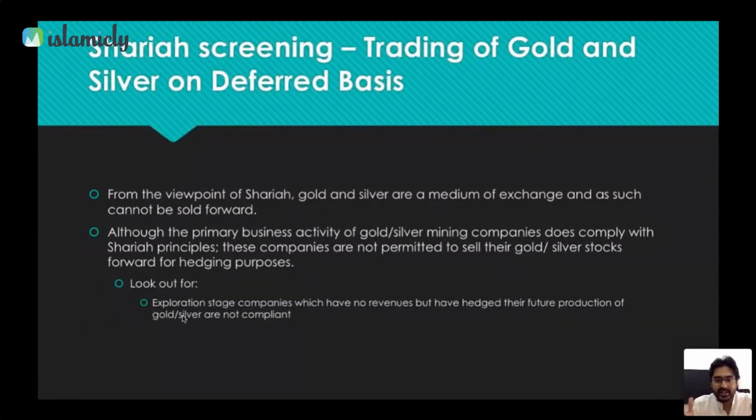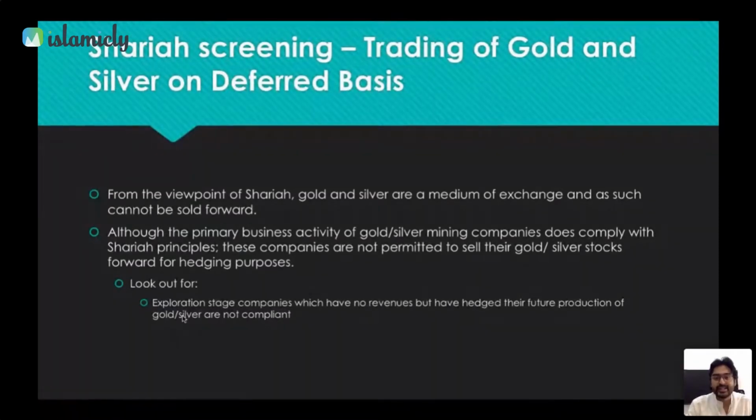So selling of gold and silver. Companies involved in trading of gold and silver, manufacturing of jewelry out of gold and silver, and exploration of gold and silver are considered Sharia compliant activity, right? But if these companies are involved in hedging their gold production or in futures contracts of their gold or silver, then the revenue from that specific hedged gold is considered non-permissible.